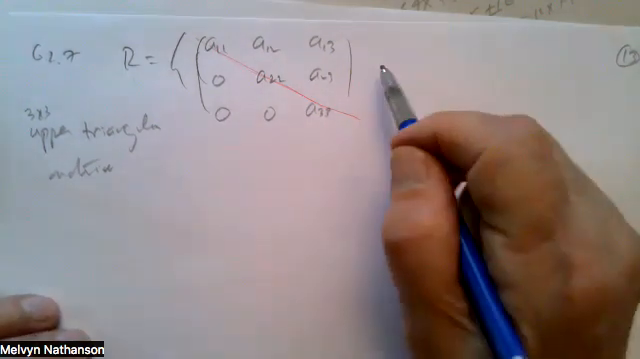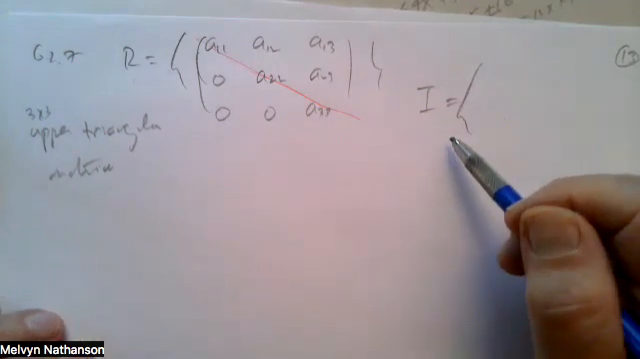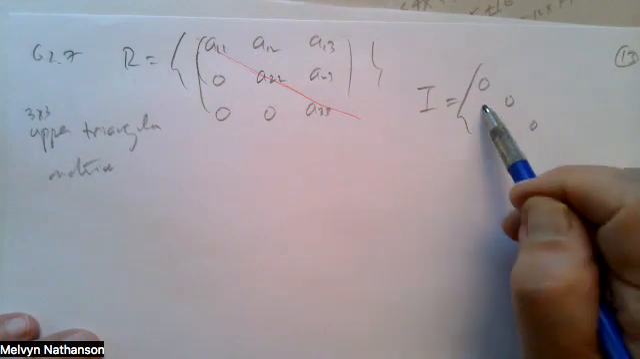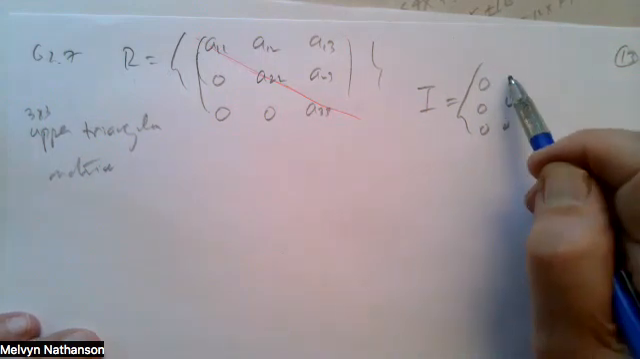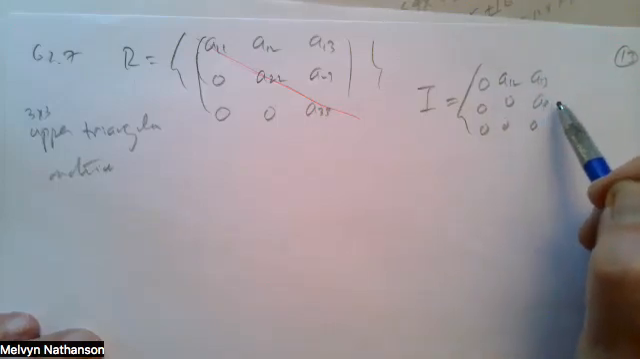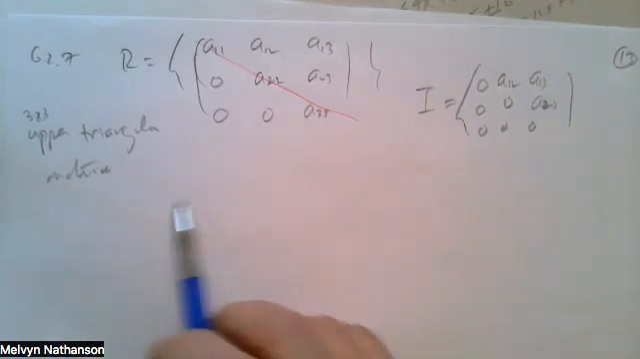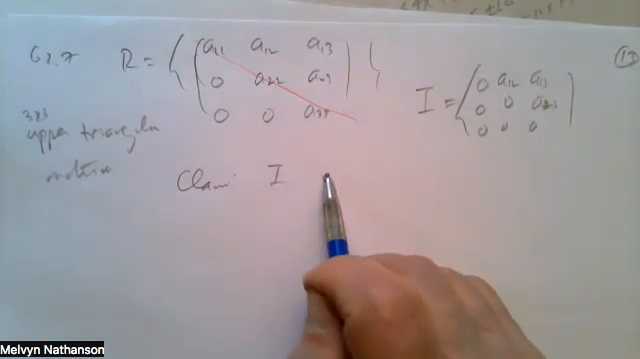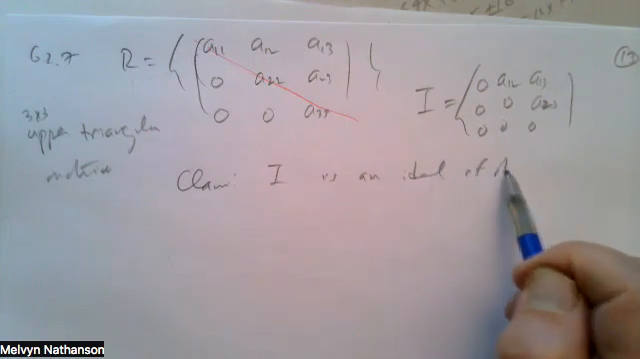Suppose we let I be the set of all matrices which are 0 on the main diagonal and 0 below the main diagonal, and it's only above the main diagonal that you might have non-zero elements. So we claim that this set I is an ideal of R.